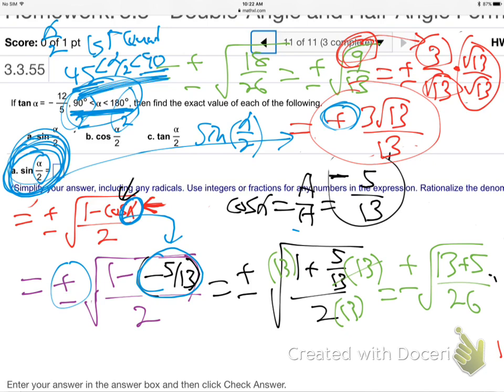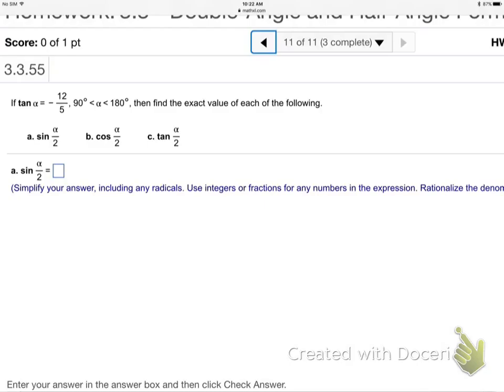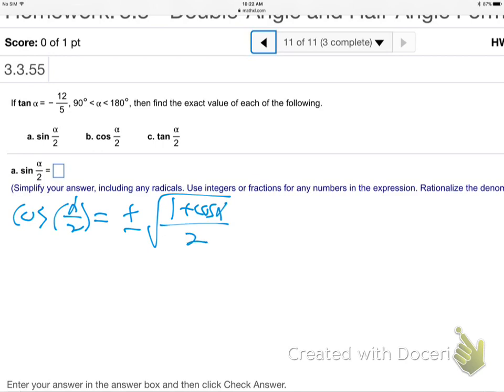Yeah, Rudy. For the cosine alpha over 2, do we use the same formula, like the root of 1 minus cosine alpha over 2? So for the cosine, for part B, yeah. Cosine alpha over 2, the formula is plus or minus the square root of 1 plus cosine regular alpha over 2. It's almost the same formula. It has a plus instead of a minus. Yeah, it's very similar to the sine one. The only difference between the sine of alpha over 2 and the cosine alpha over 2 is that sign in the middle. Did you guys notice that?